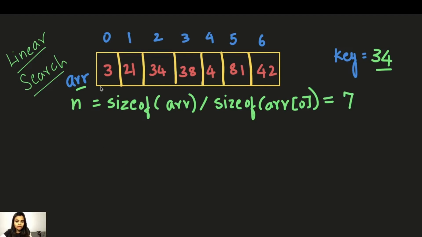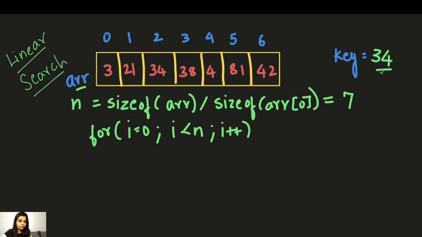Alright, so now we want to iterate through every single element, for which we'll use a for loop. I will start from 0. It will go all the way up to 6, so i should be less than 7, and 7 is n in this case. So i less than n and i++. Now to compare each element with our key, I will write an if condition which compares key with every element in the array.